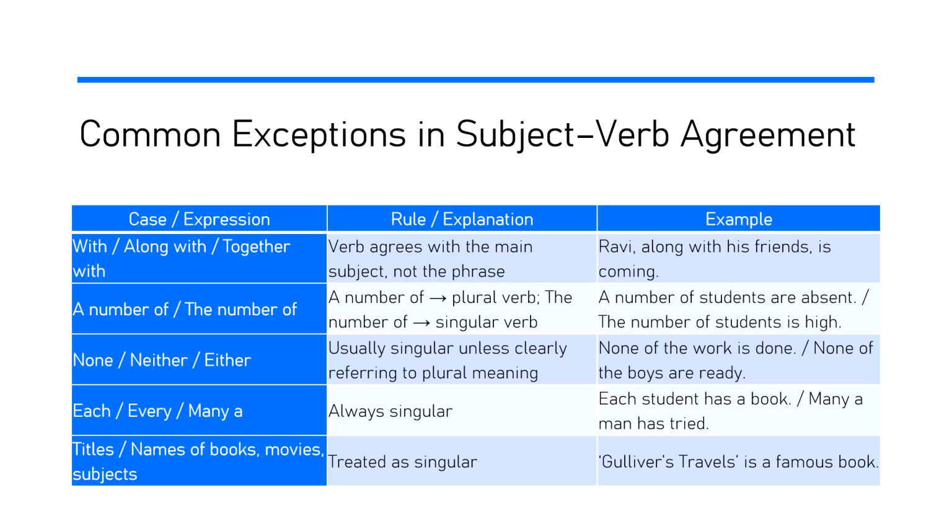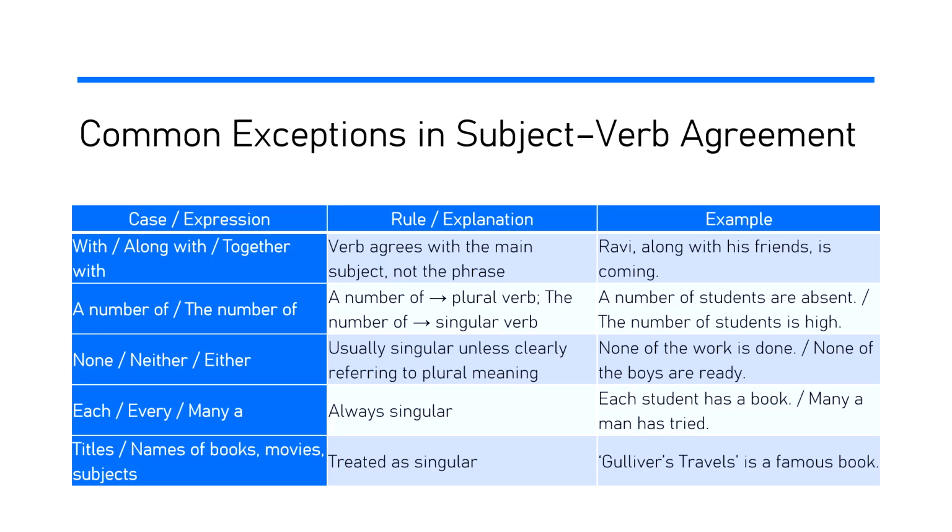Now, let us look at some exceptions. These are the tricky ones that often appear in tests because they don't always follow the regular rule. First, look at expressions like with, along with, or together with. In these cases, the verb agrees with the main subject, not the phrase that follows. For example, Ravi, along with his friends, is coming. Here, the main subject is Ravi, singular. So the verb is, not are.